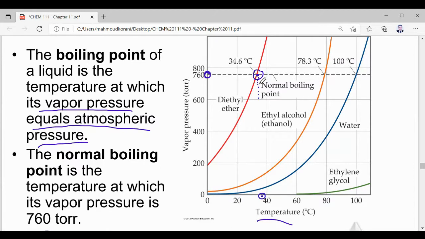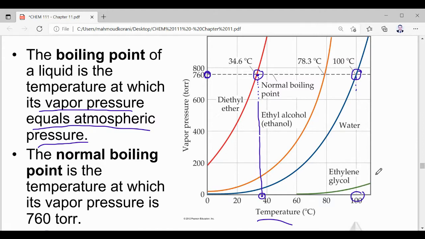This is the normal boiling point of that one. This is the normal boiling point for diethyl ether, which is 34.6. For water, this is 100 Celsius. This point is at atmospheric pressure. We mentioned that it is the temperature at which the vapor pressure equals the atmospheric pressure. If you draw a line, it will be at 100.